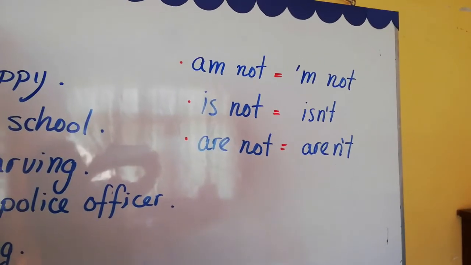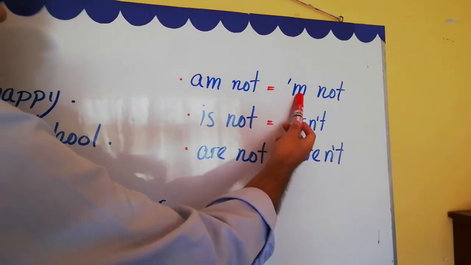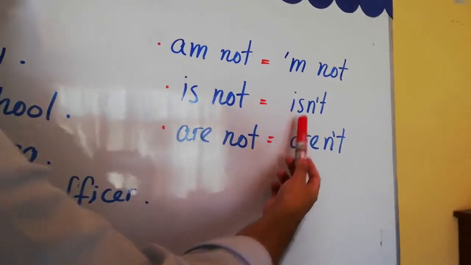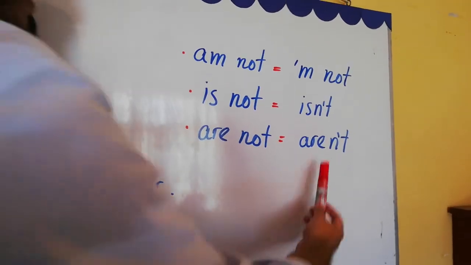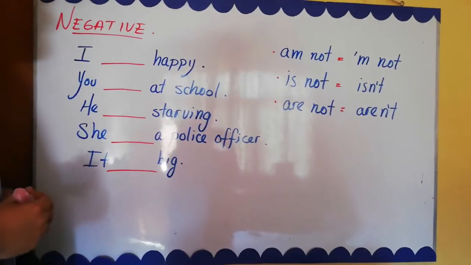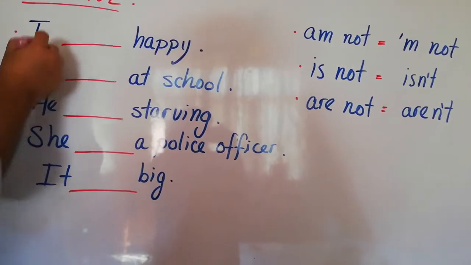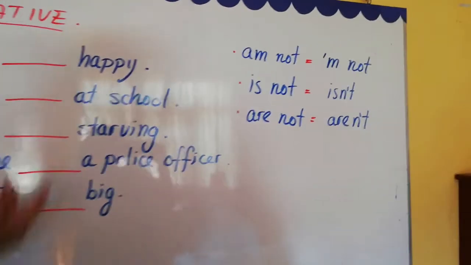Of course we have. I'm not, the contraction is apostrophe m, not. Is not, the contraction is gonna be isn't. And are not, the contraction is gonna be aren't. Okay? Now let's work with some examples. Let's go with the first one. I happy. What is gonna be the correct verb be? Yes.